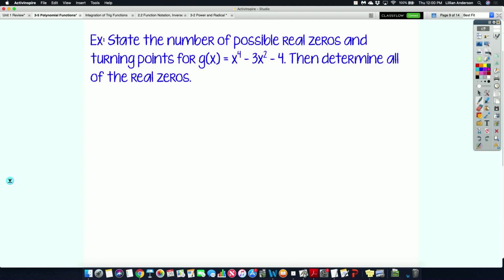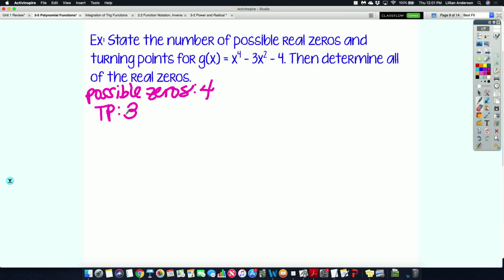Let's state the possible number of real zeros and its turning points, okay? What's the degree? So that means I have how many possible zeros? How many turning points? Say it with confidence. 3. It's 3 because it's always one less. Always one less.